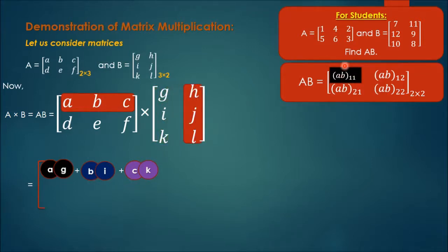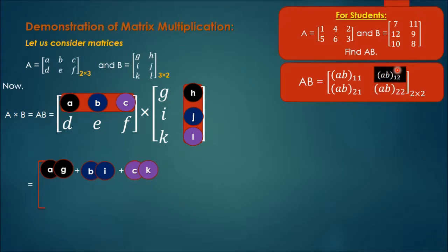Now for AB12, the column we are going to take is the second column from the second matrix, C2, but row 1 of the first matrix will be the same. The multiplication of the elements of R1 and C2, R1 from the first matrix and C2 from the second matrix, will give the component AB12. Now A will multiply with H, B with J, and C with only L. After this multiplication, the component we are getting is AB12.